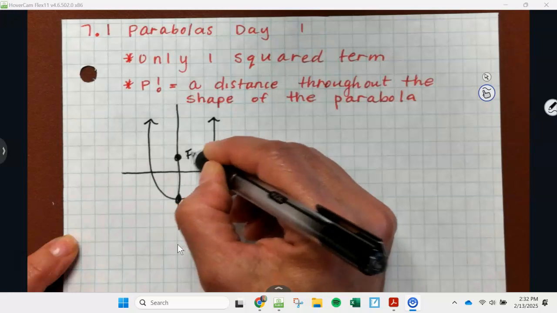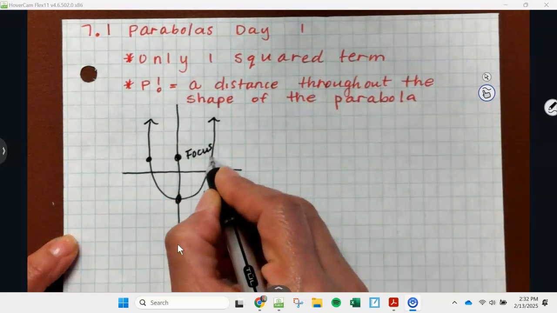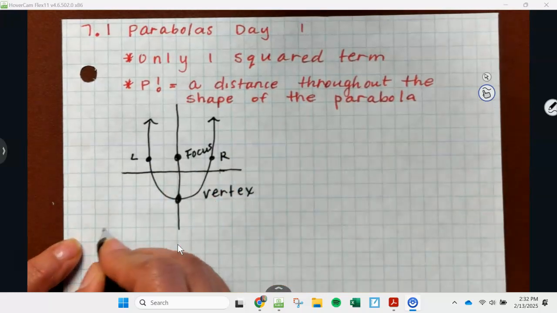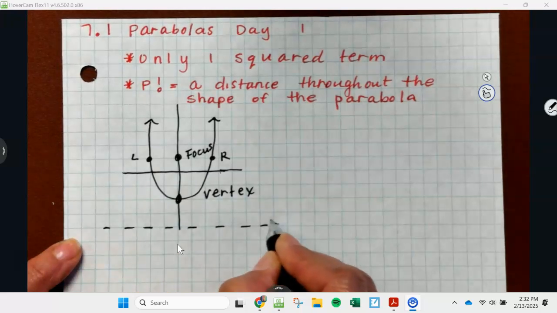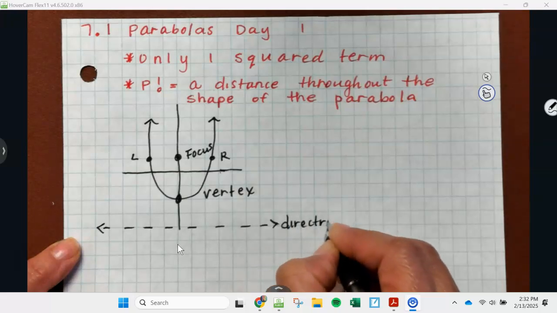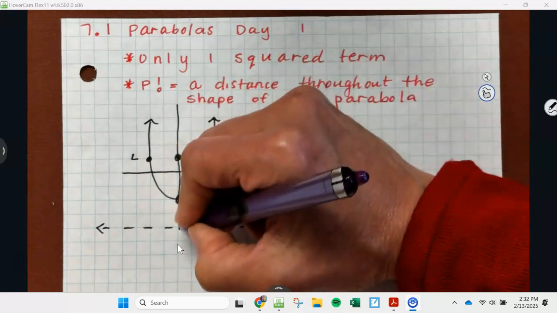So inside the parabola is something called a focus, and you may have heard of that before. And we also have something called the latus rectum. I also call it the official width. And then we also have something called a directrix. I actually drew it as a dashed line because it's not really part of the graph, but it is there to help shape the graph.